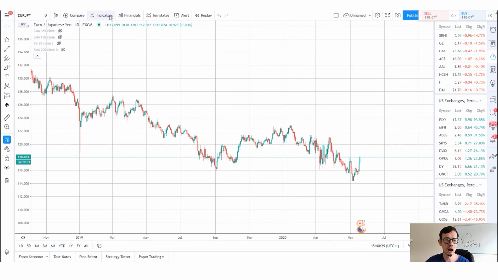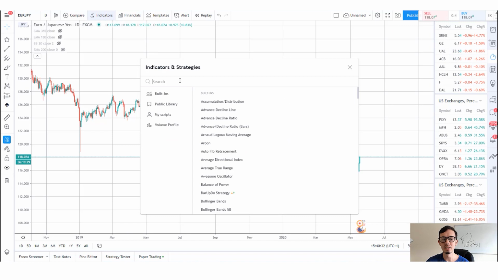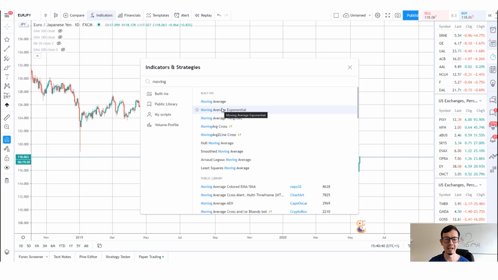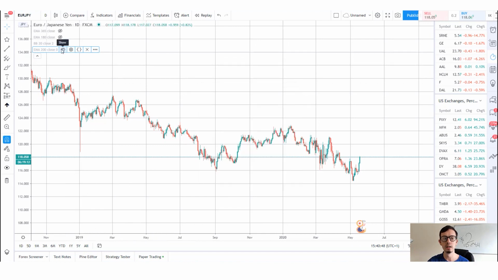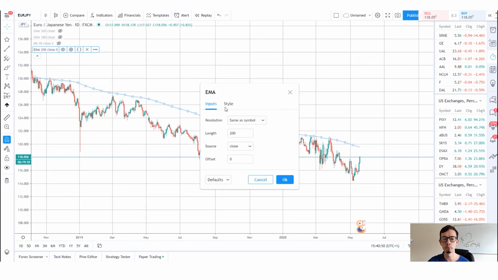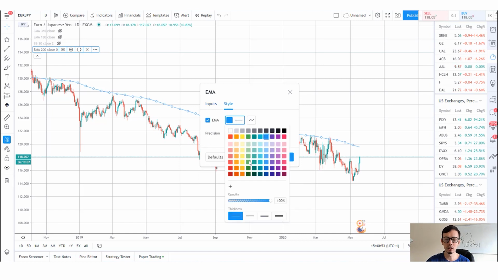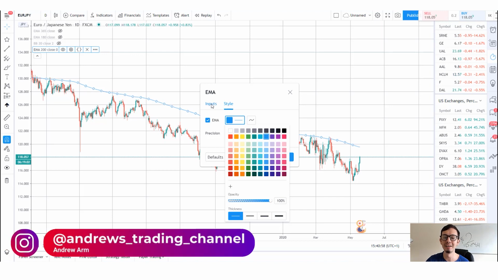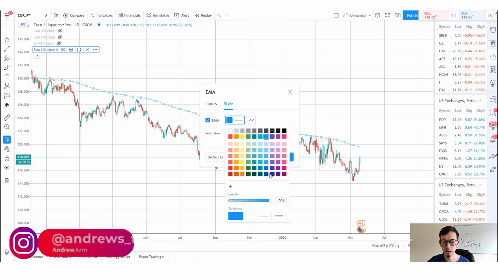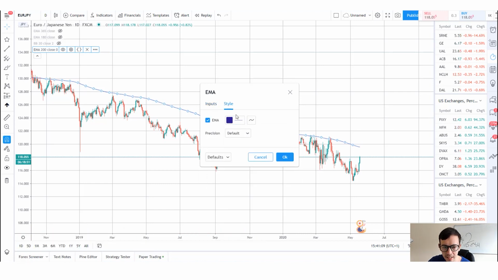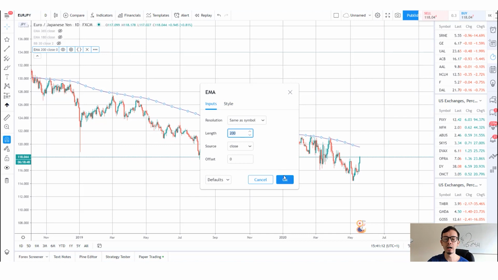So 200 EMA, how to place it? Click on indicators and simply search for EMA, Moving Average Exponential. Click once, and then we need to edit it. Click on the settings option and click on the style. You can color it pink, any color that you want. It does not matter, it will not have any impact on your analysis, as long as you can see it. I'm putting it in dark. The input is going to be 200, and click OK.